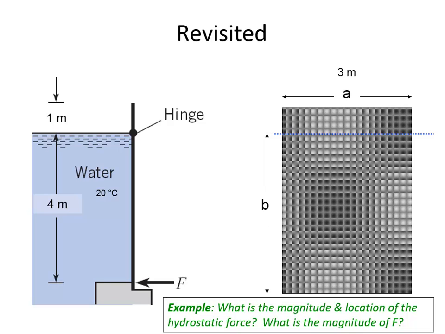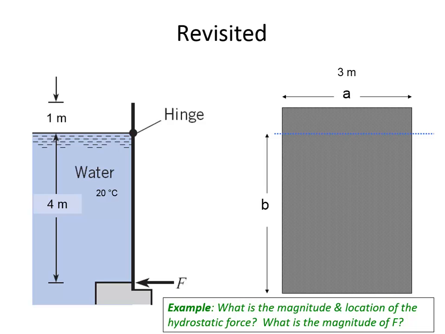All right, for this example, A is 3 meters, B is 4 meters. And at 20 degrees Celsius, if we look up the unit weight of water, it's 9790 newtons per meter cubed. So we've got a slightly different gamma than we usually use. Delta H is 2 meters. Y bar is also 2 meters since it's an inclined plate.